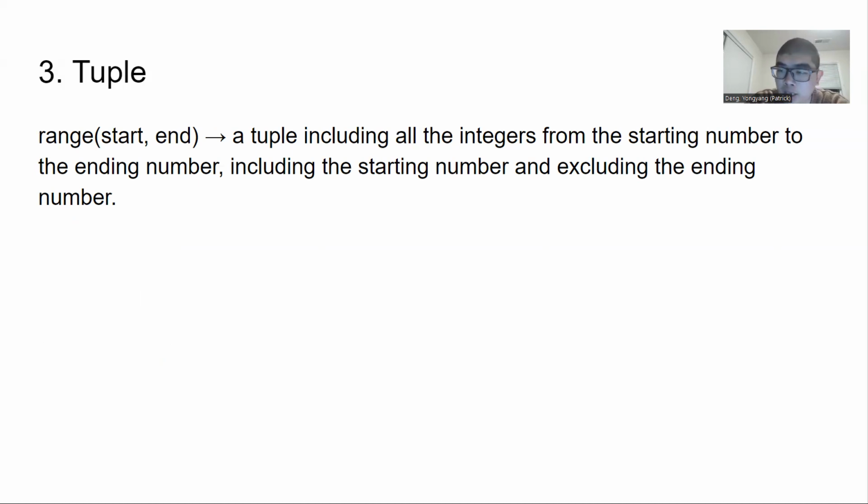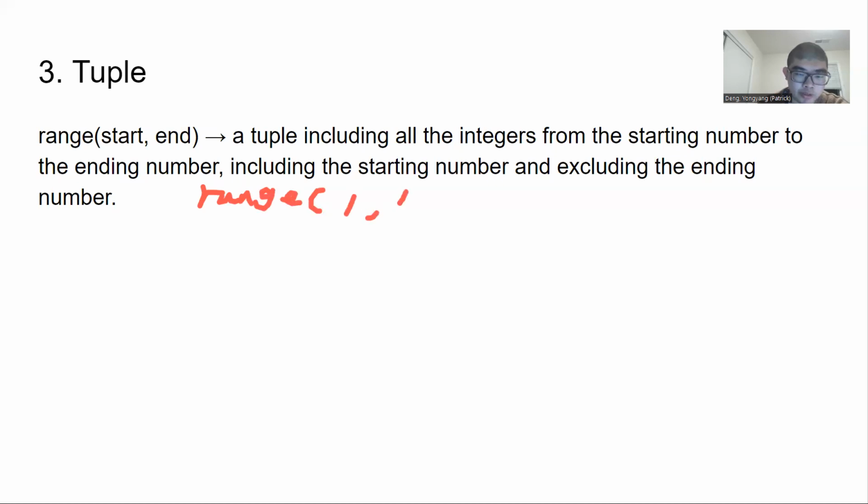So range takes in 2 values. The first value on the left side is the start and the second is the end. It will include all the integers from the starting number to the ending number, including the starting but excluding the ending number.